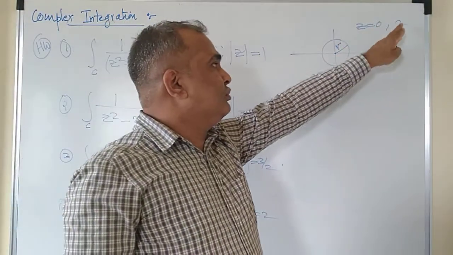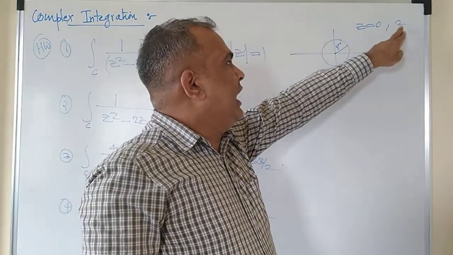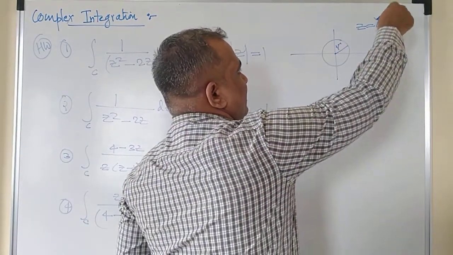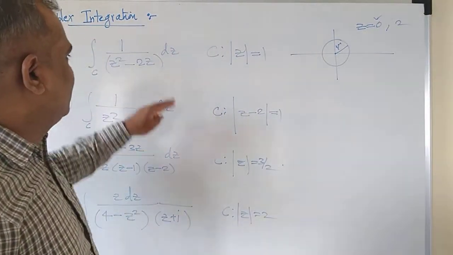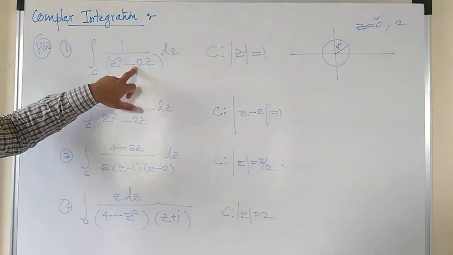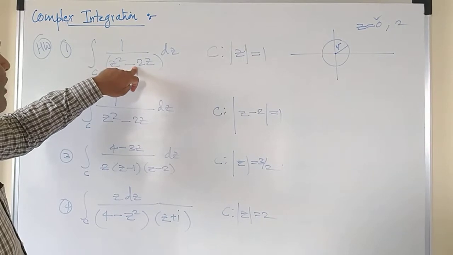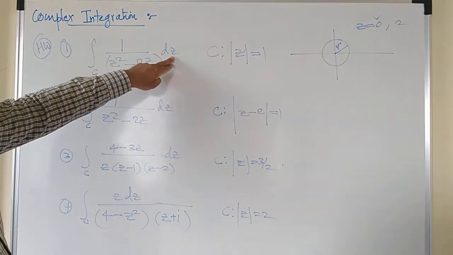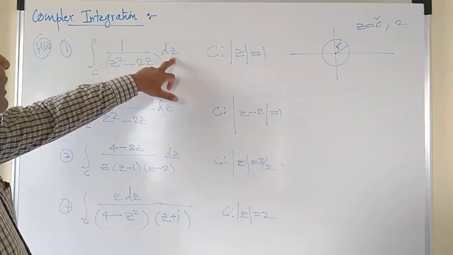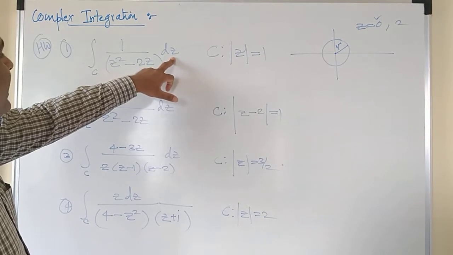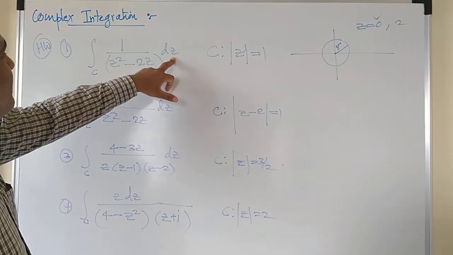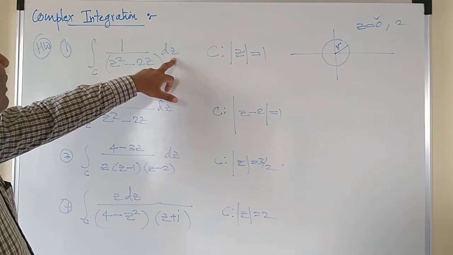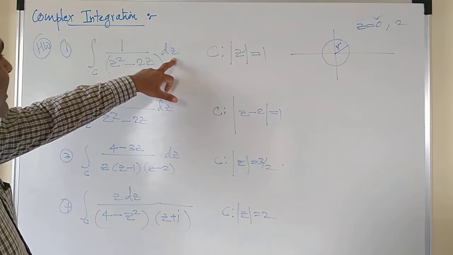So z equals 2 will be lying outside the contour, and you need to solve the integral only for z equals 1 in this case. If you solve only for z equals 0, what will you get? You will get the integral equal to 2 pi i into f of a, and f of a you will write as 2 pi i into 1 upon z minus 2 divided by z, right?